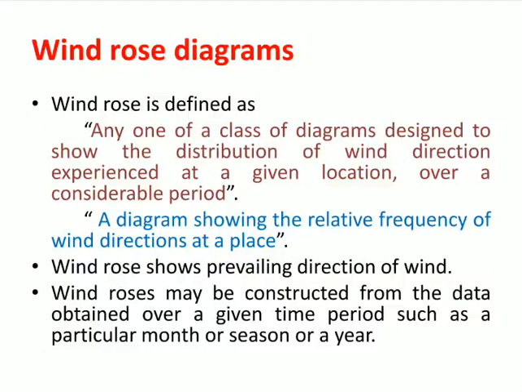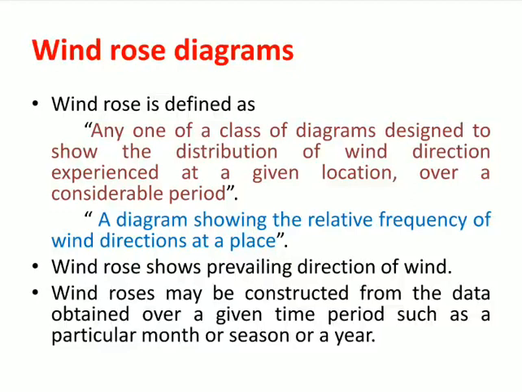In this session, we are going to discuss the windrose diagram. A windrose diagram is a representation of wind speed and wind direction at a particular location. It is defined as any one of a class of diagrams designed to show the distribution of wind direction experienced at a given location over a considerable period.